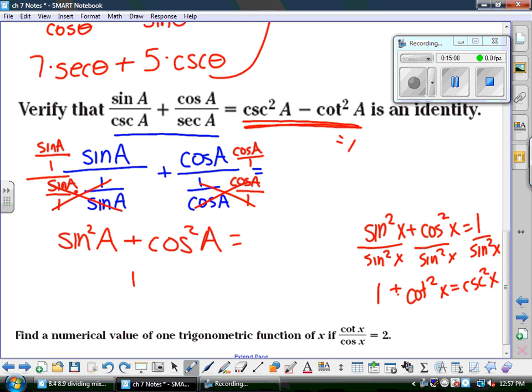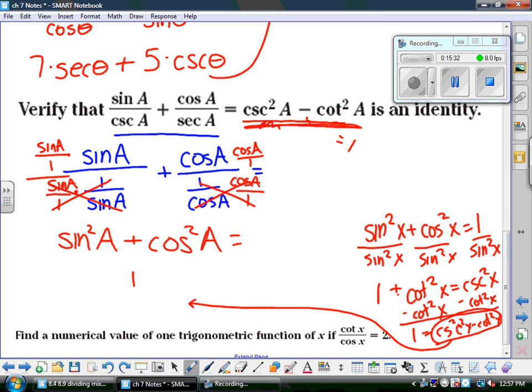Now this other side of the equation was cosecant squared minus cotangent squared. So what is cosecant squared minus cotangent squared? 1. So I can change this 1 into cosecant squared minus cotangent squared because they're the same. 1 is the same as cosecant squared minus cotangent squared, and that is the other side. So I only worked on one side, but I did look at the other side to get a hint about where I was going on this one.